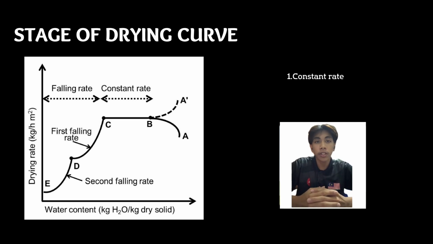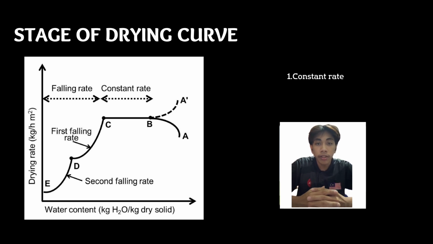Next, we go for the stages of the drying curve. I have provided a figure to explain this part efficiently. The drying curve typically consists of three main stages. The first stage is constant rate. The constant rate stage is depicted as the horizontal segment AB on the drying curve.